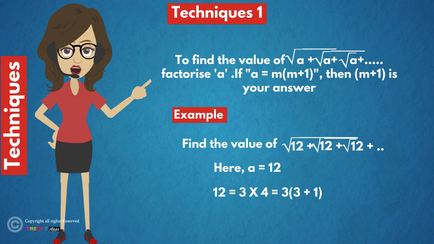And according to the technique, the answer is m plus 1. So here 3 plus 1 and that is 4 is the answer. So the value of root 12 plus root 12 plus root 12 plus so on is 4.